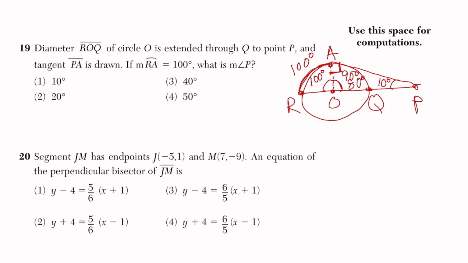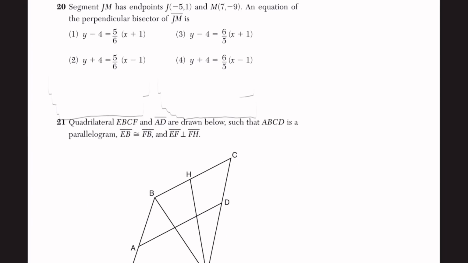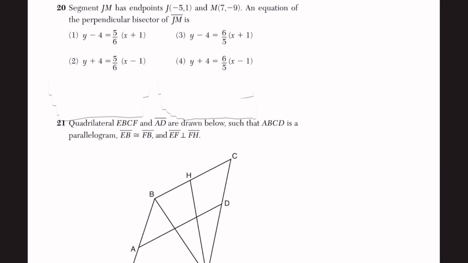So the measure for angle P is going to be 110 degrees. Question 20. Segment JM has endpoints J(-5, 1) and M(7, -9). An equation for the perpendicular bisector of JM is... So we can imagine JM looking something like this, at (-5, 1) and then (7, -9). And the perpendicular bisector is right here.